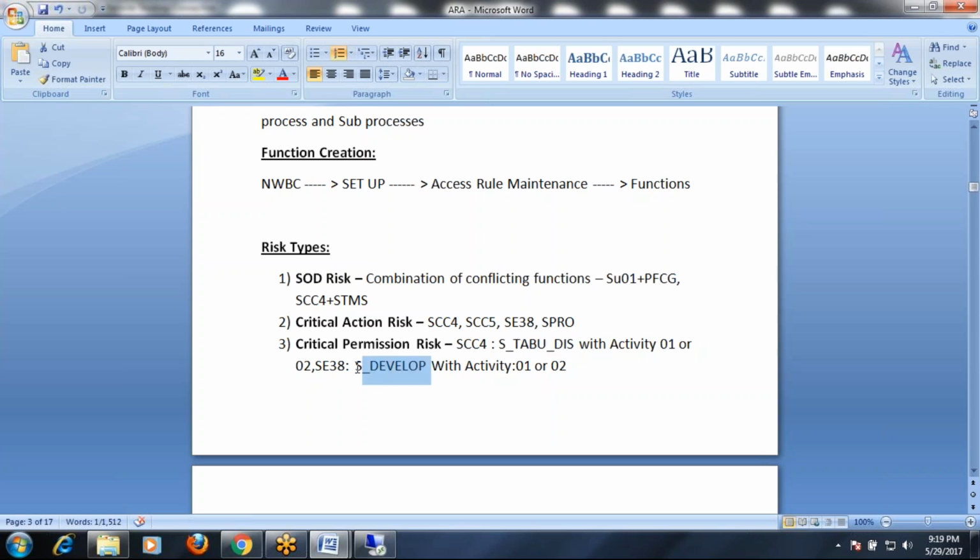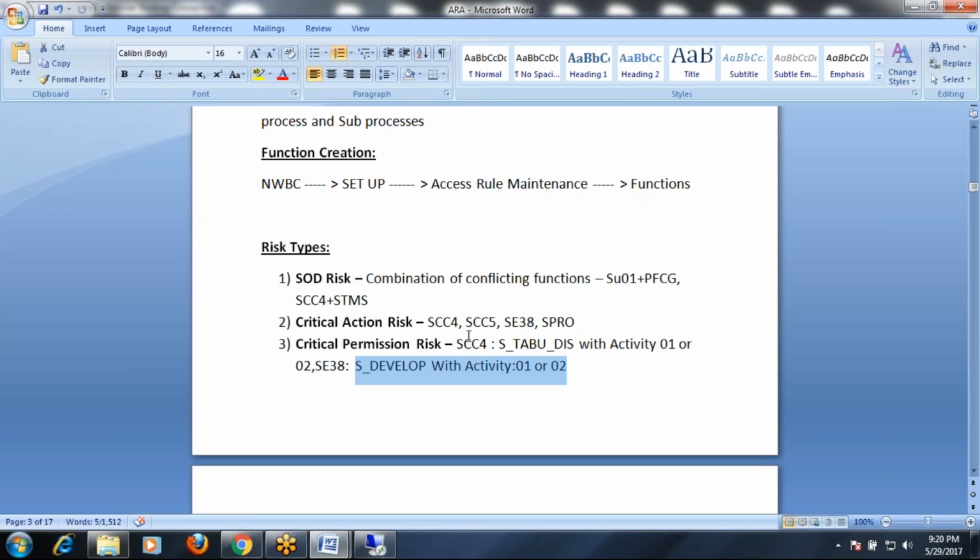S_DEVELOP is for modifying programs, creating programs and then modification of programs. So we are not concentrating on the T-code here. Instead, we are concentrating on the authorization values. So that particular thing is called a critical permission risk.